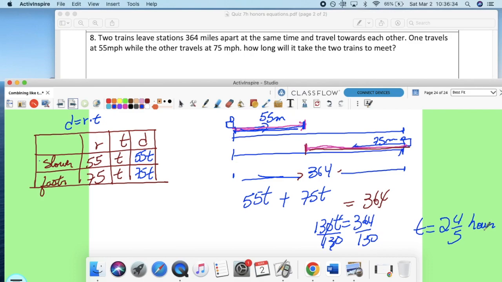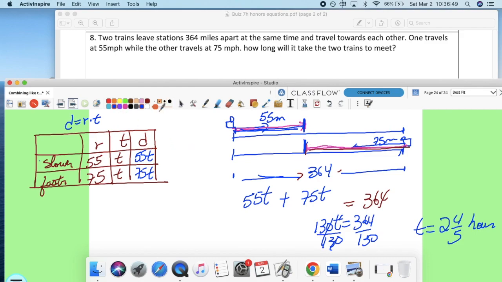Think about it. An hour divided by 5 is 12 minutes, and 4 times 12 is 48. So both trains traveled for 2 hours and 48 minutes. And at that point exactly, they were right here, nose to nose.